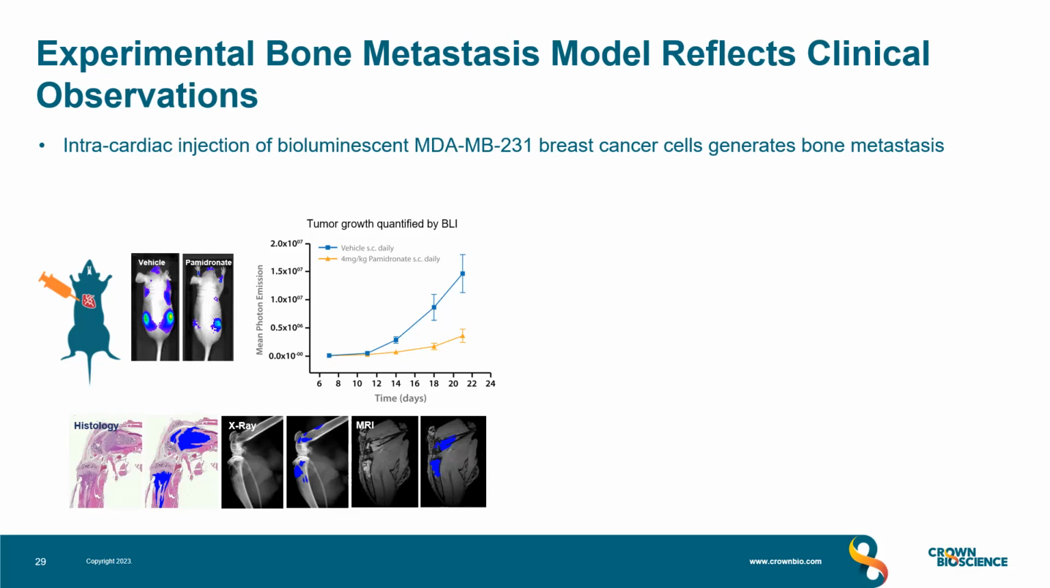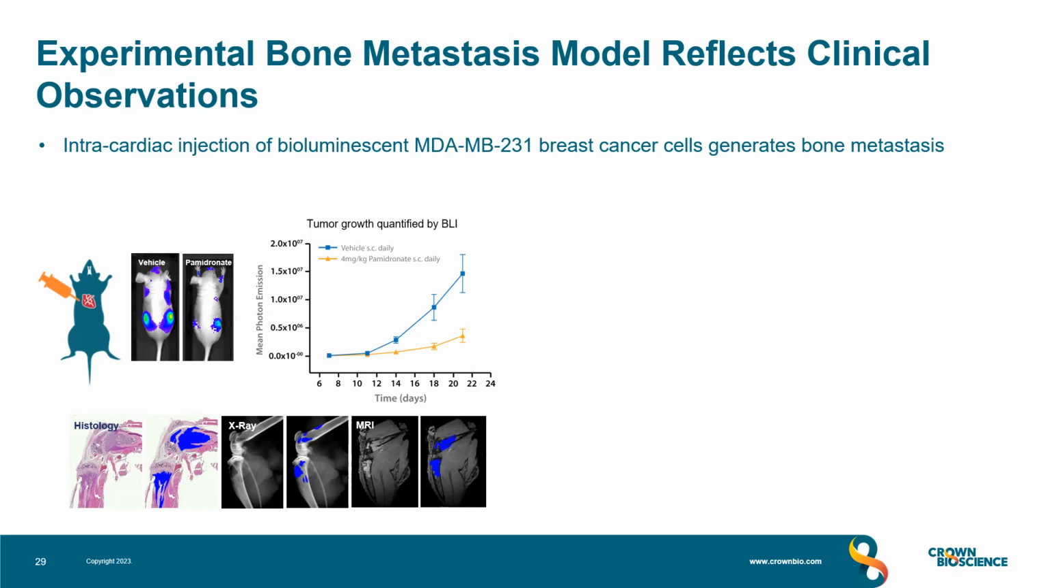And this is the intracardiac model, where the MDA-MB-231 cells are implanted into the left ventricle of the heart. It enters the circulation and lodges into the end plates of long bones, the jaw, the ribs, and the spine. And so within 3 weeks, you actually form lytic lesions similar to what you would see in the clinic. The metastases are monitored in real time, so you can see them in the long bones within 5 days. So it's quite a short model.